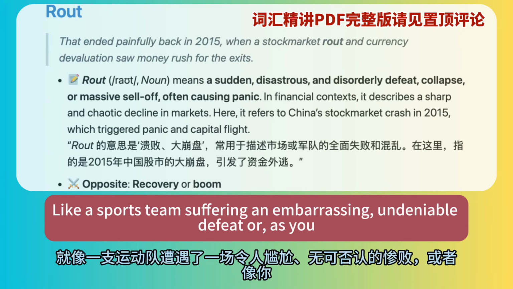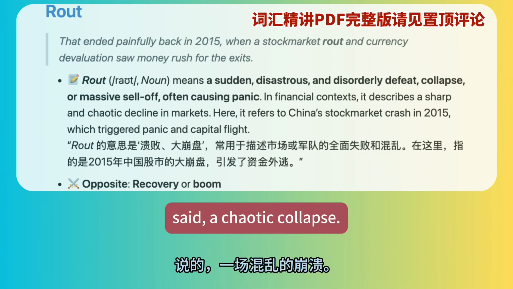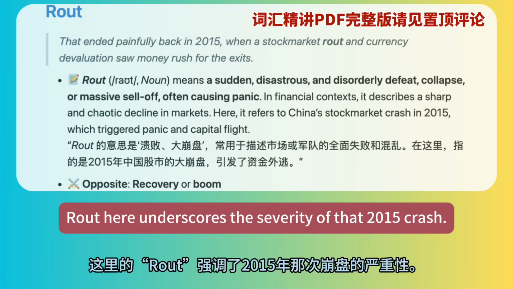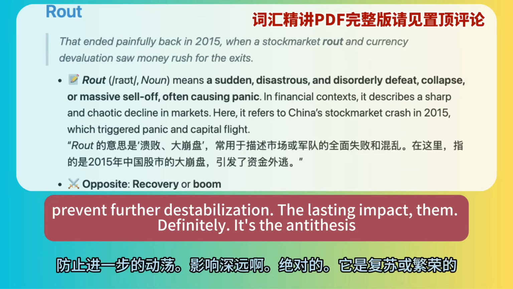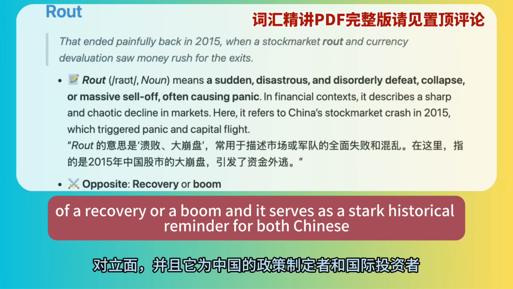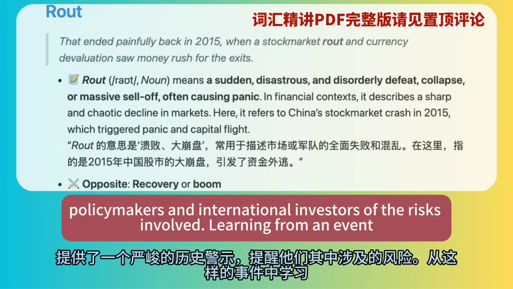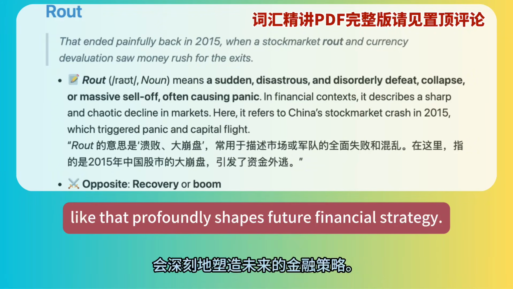That's a good way to put it, like a sports team suffering an embarrassing, undeniable defeat, or, as you said, a chaotic collapse. Rout here underscores the severity of that 2015 crash. It shattered investor confidence, and it also compelled authorities to tighten their grip on capital flows to prevent further destabilization. A lasting impact, then. Definitely. It's the antithesis of a recovery, or a boom, and it serves as a stark historical reminder for both Chinese policymakers and international investors of the risks involved. Learning from an event like that profoundly shapes future financial strategy.